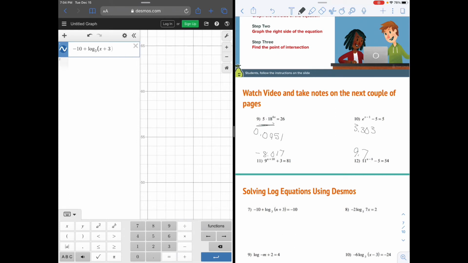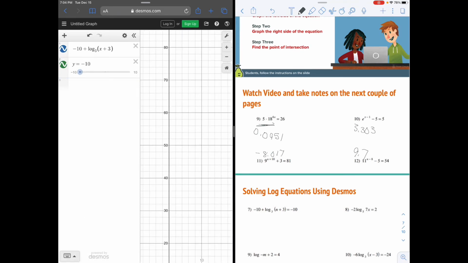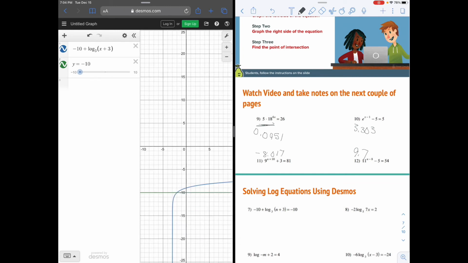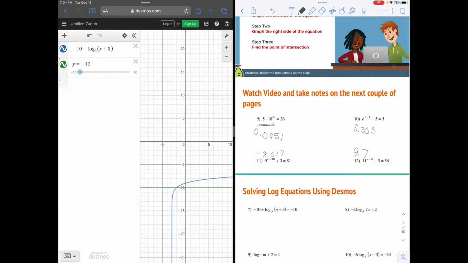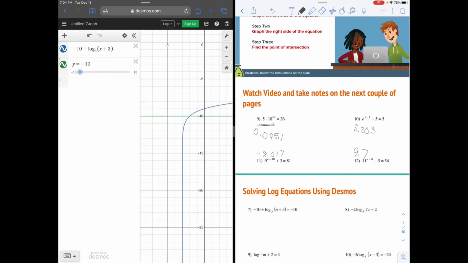And then on the second one, we're going to do y equals negative 10. And we don't see it because we're too far up. If you want to go to your home screen, you can just press home there and it goes back to just a regular screen. And again, to see that point of intersection, I'm going to zoom out just a little bit. And I see that it's intersecting at negative 2.